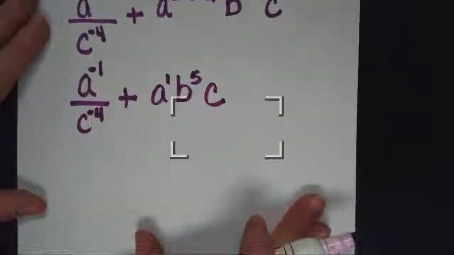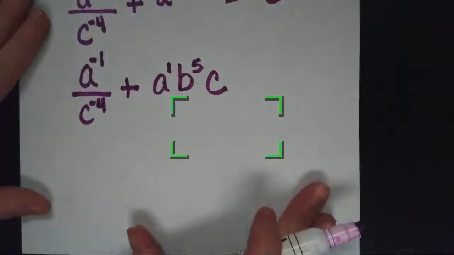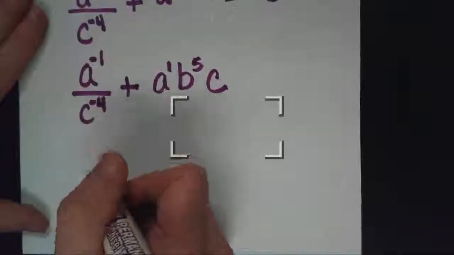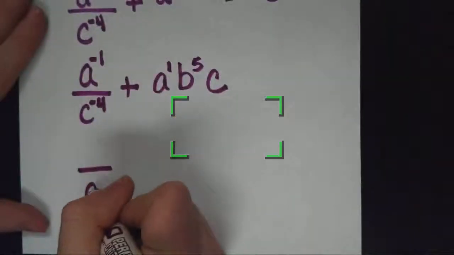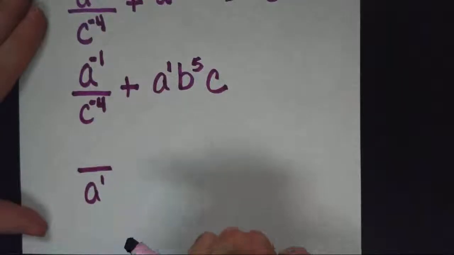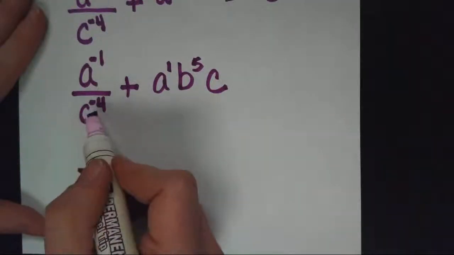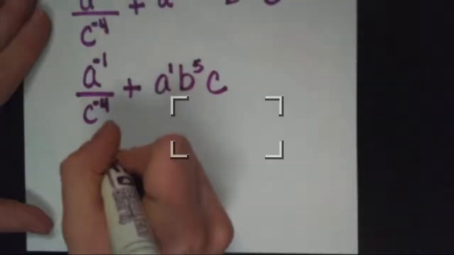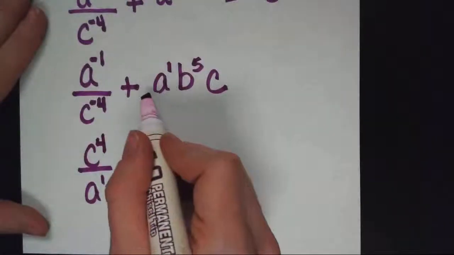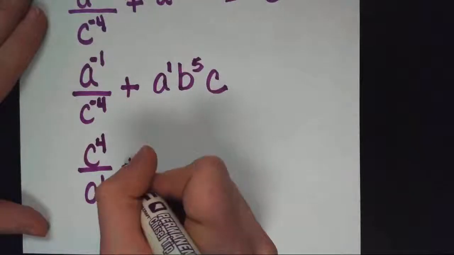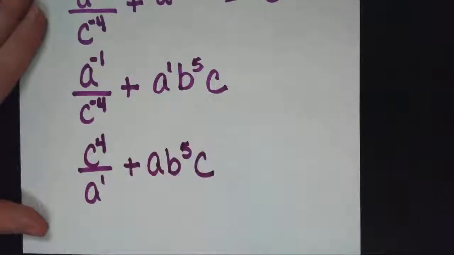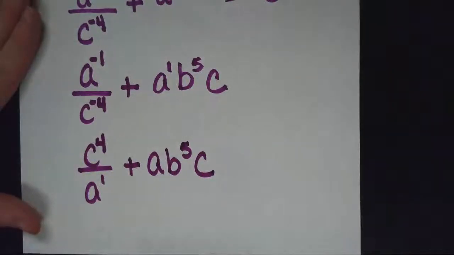Finally, I'll make all my negative exponents into positive exponents. So in my first term, a to the negative 1st is in the numerator. It needs to move into the denominator, so my exponent will become positive. And c to the negative 4th is in the denominator and it's negative, so it needs to move to the numerator and become positive. And then in my second term, none of the exponents are negative, so they can all just stay right where they are, and that is my simplified solution.